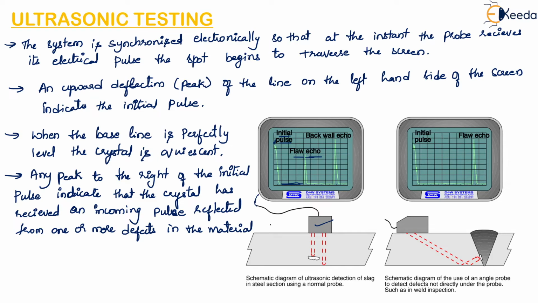So the spot is moving across the tube face, that is the cathode ray tube face, at an even speed, and the pulse from the probe is moving at a very even velocity through this material. So we can calibrate these horizontal lines into absolute measurement. That is nothing but, in simple words, we can make absolute measurements by using these horizontal lines.